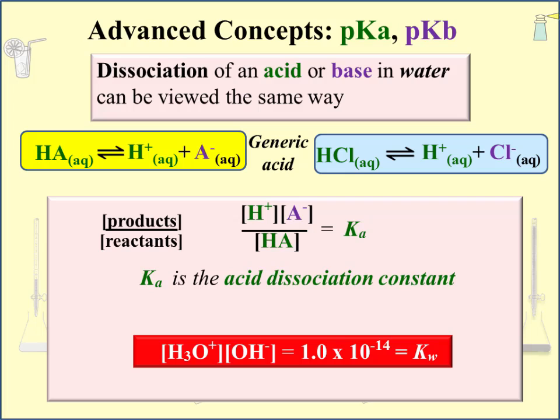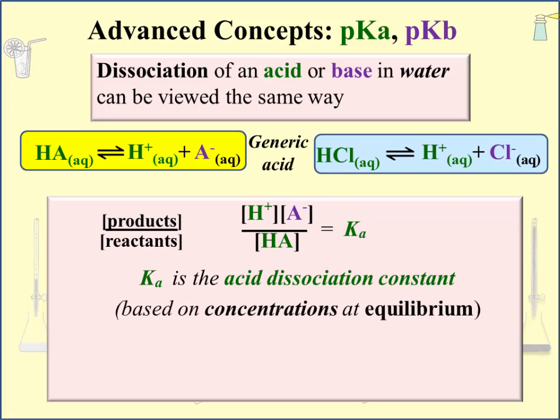Ka and Kw are based on the ratio of concentrations at equilibrium. Equilibrium is an advanced subject, but all we need to know here is that it is the condition where the concentration of compounds in a reaction remain constant.